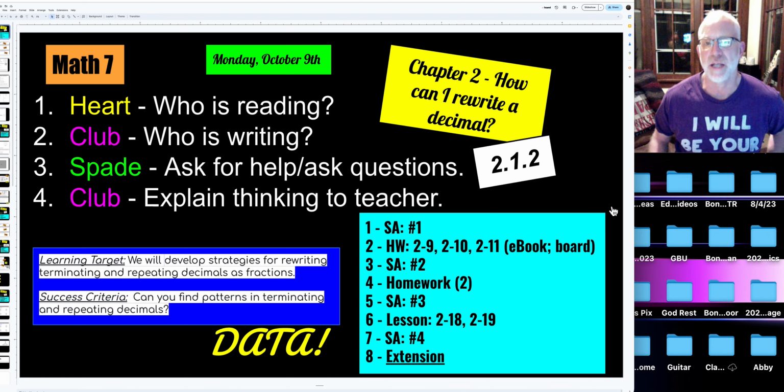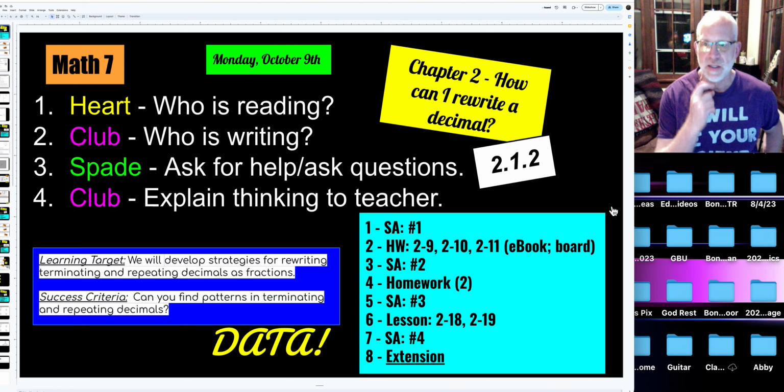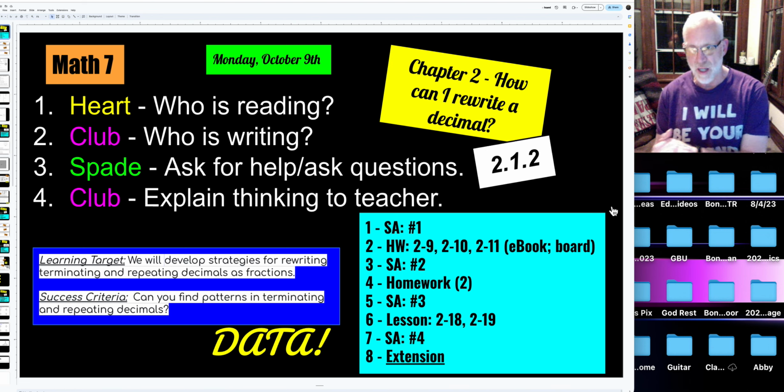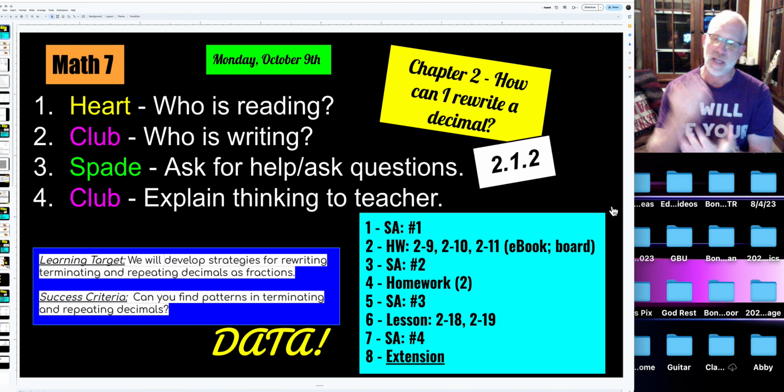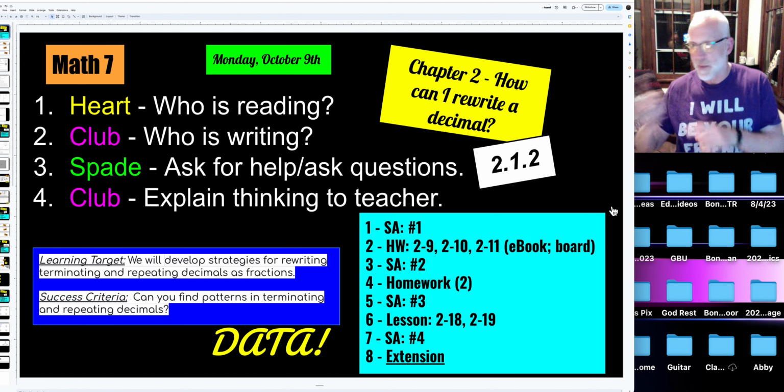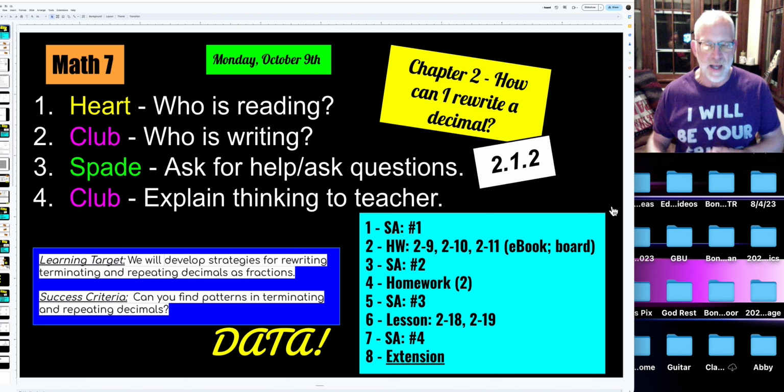So what are we doing today? We're going to look at this blue box right down there. It's called kind of back and forth. So what we're going to do is look at our assessment, go to some homework, go back to our assessment, go to homework, back to our assessment, back to the lesson, go back to our assessment, and then we're going to jump to an extension. So it's just going to be boom, boom, boom, boom, boom, back and forth today.